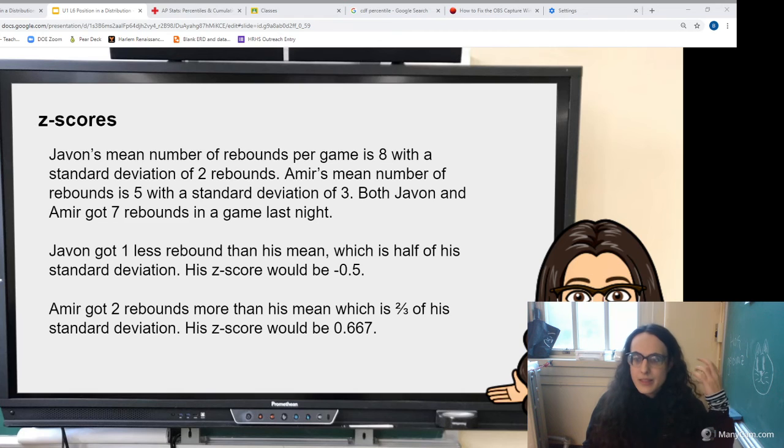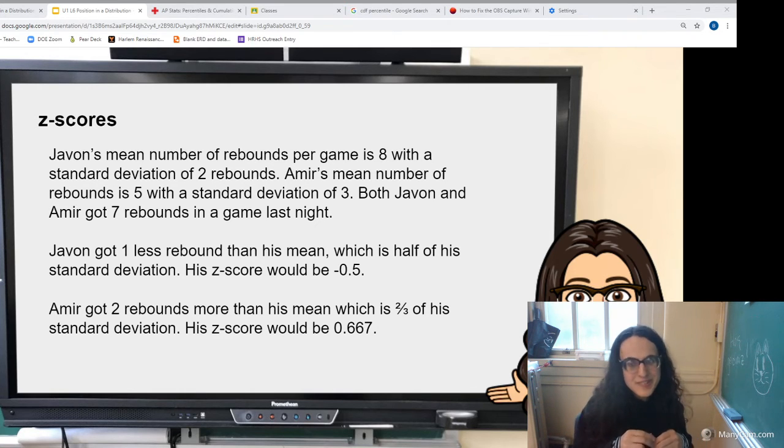So let's look at Javon and Amir again. Now we're going to look at their rebounds. Javon, as a statistics student, has kept track of all of his games and he's compiled data about his rebounds. His mean number of rebounds per game is 8, with a standard deviation of 2 rebounds. So that means about 2/3 of his games have somewhere between 6 and 10 rebounds in them.